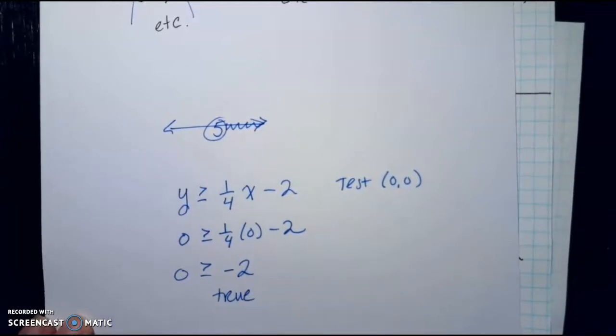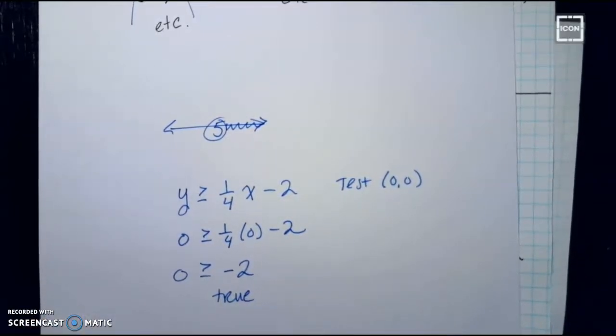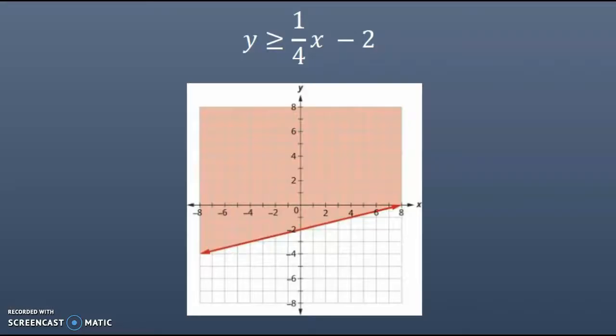So if this is true, that means that the side of the boundary line that contains that point 0, 0 is the side that I'm going to shade. So you see here, there's my test point 0, 0, and I would shade the side that has that test point. We're going to see that there are some other ways that you can determine which side of the line to shade. One other way would be to look at the inequality symbol.